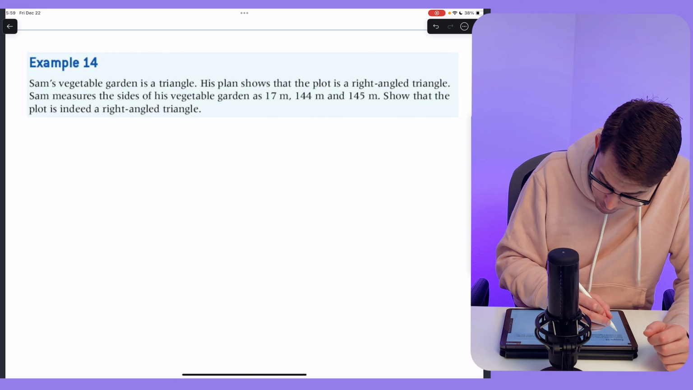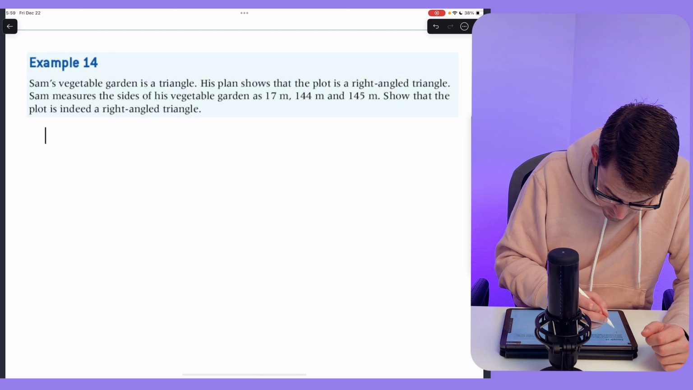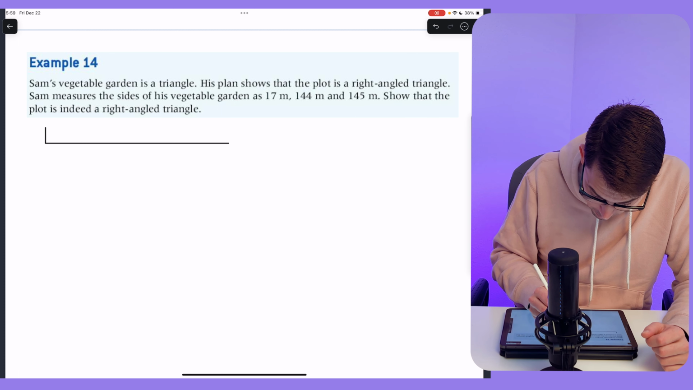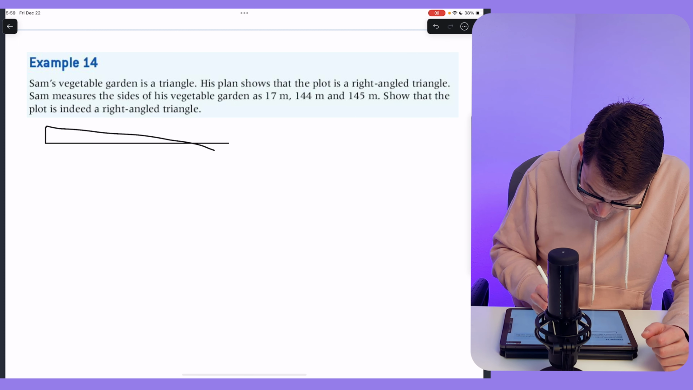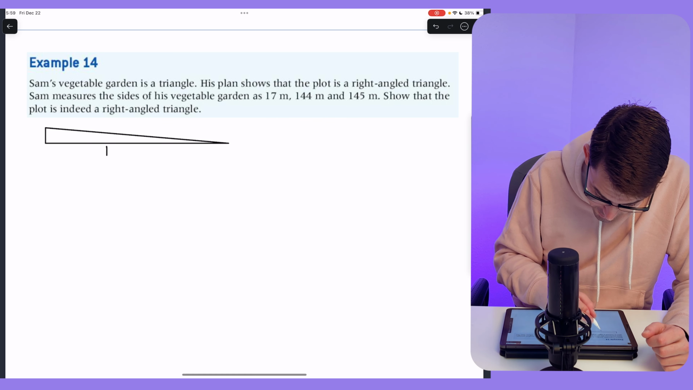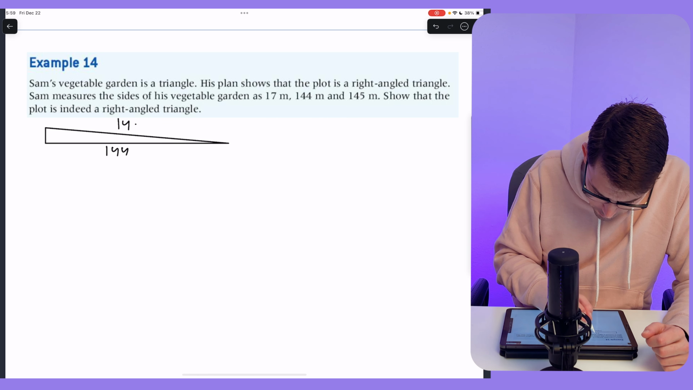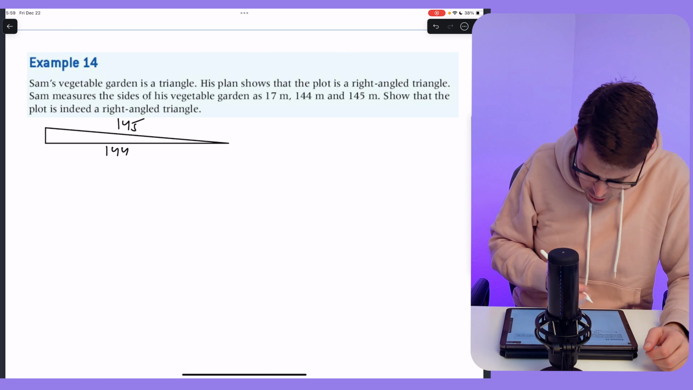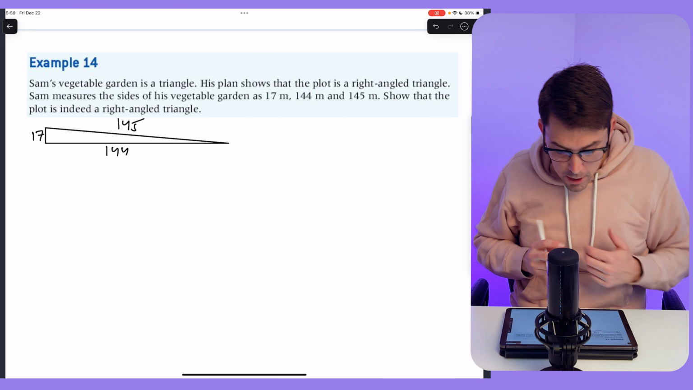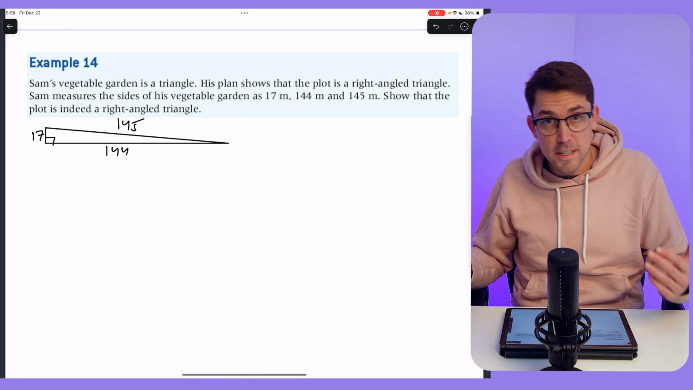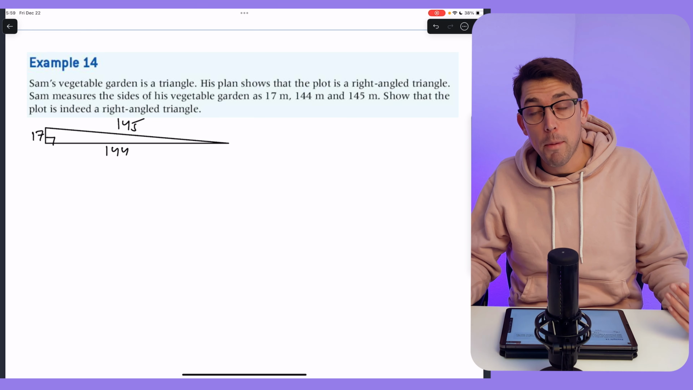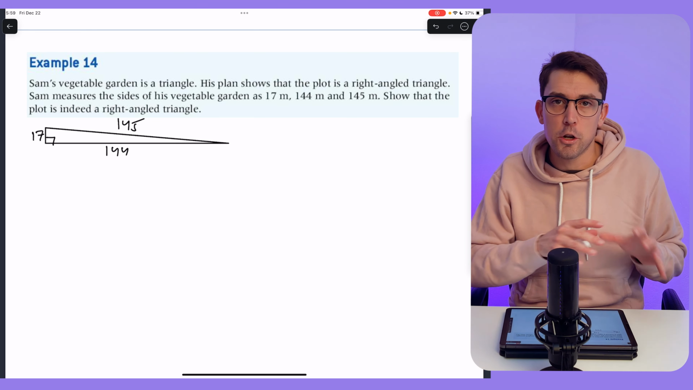Well, you can probably tell that if this is 17 and this is 144, again, this is obviously not to scale, but it would be something like this. It'd be a very compacted shape, like so. So again, 145 is our longest distance, therefore it is going to be our hypotenuse. It's going to be opposite of the 90-degree angle.